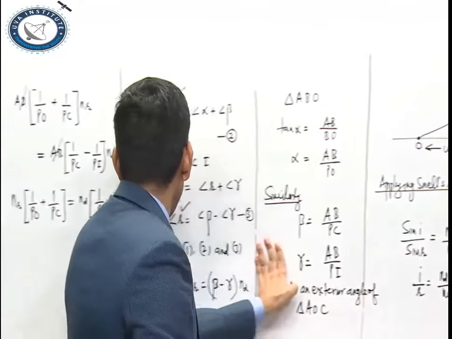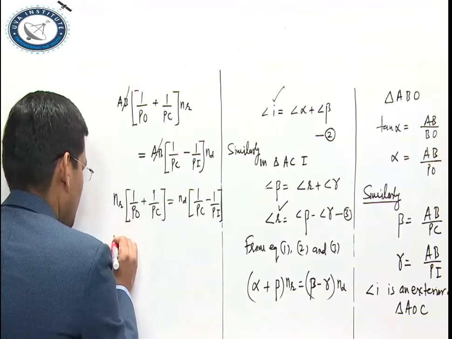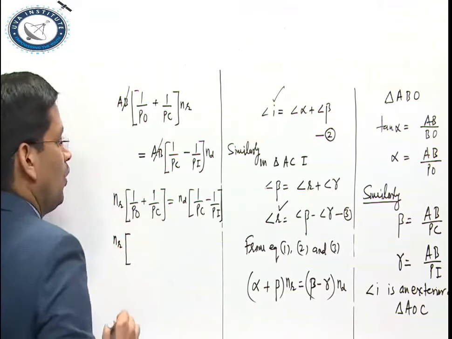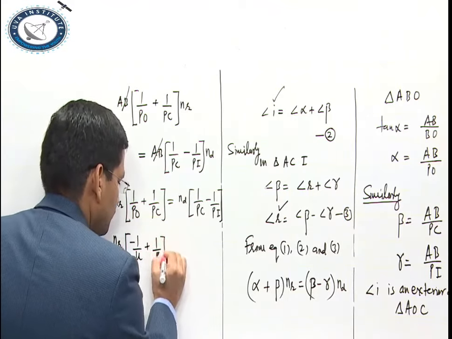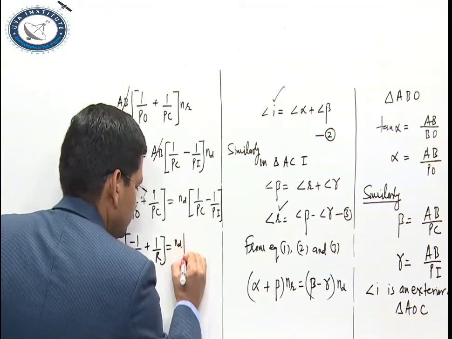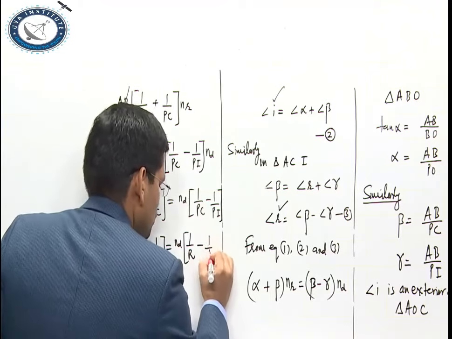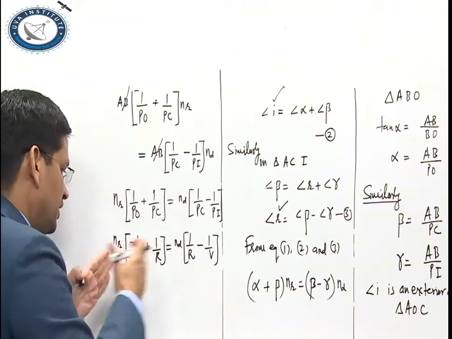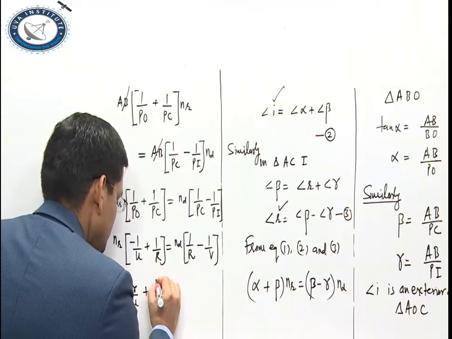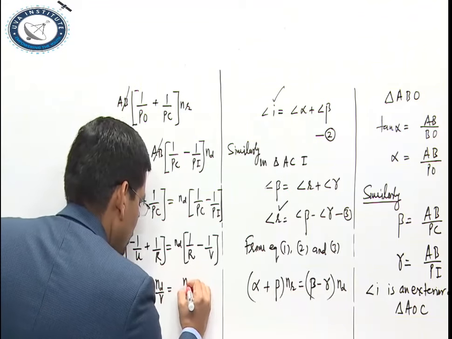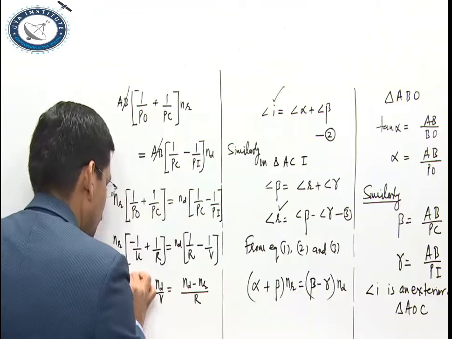If I substitute the values here, I put Nr as it is. 1 by PO will be minus 1 by u. This is 1 by R, is equal to Nd, this is 1 by R and this is minus 1 by v. If I just rearrange the terms, I will get minus Nr by u plus Nd by v is equal to (Nd minus Nr) divided by R. Now this is a very important equation.